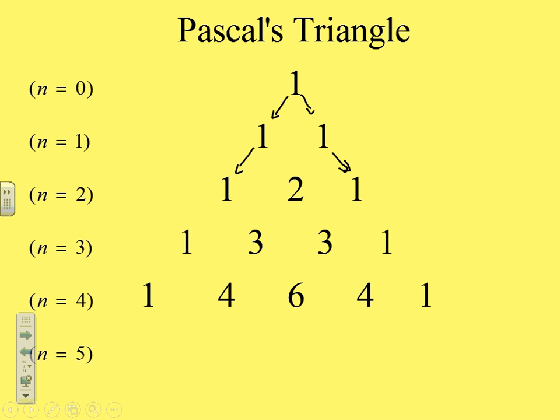Well, I say 1 plus 1, and that's where this 2 comes from. And then I'm going to say 1 plus 2, and that's where the 3 here comes from. 2 plus 1, and that's where that 3 comes from. Going down in the rows, I'm going to say 1 plus 3, and that will give me my 4 here. 3 plus 3 gives me the 6 here, and 3 plus 1 gives me that.